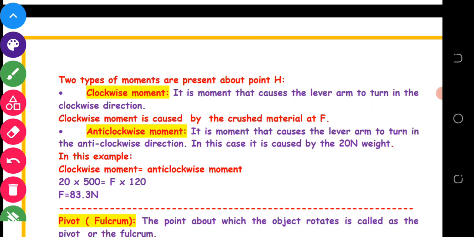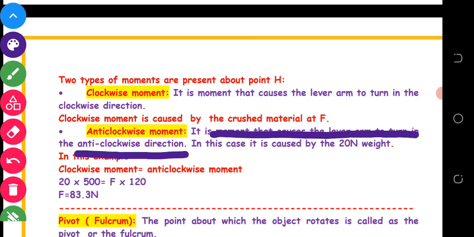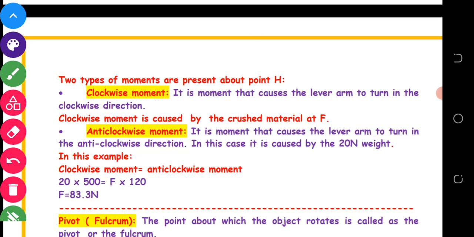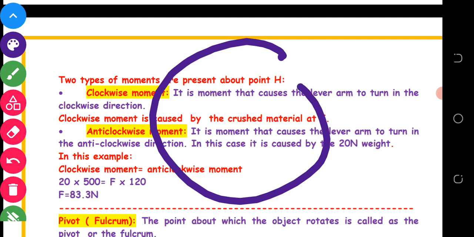Then an anti-clockwise moment is a moment that causes the lever to turn in an anti-clockwise direction. Then how do we remember clockwise and anti-clockwise? We draw a circle, then we put two arrows at the beginning and at the end.